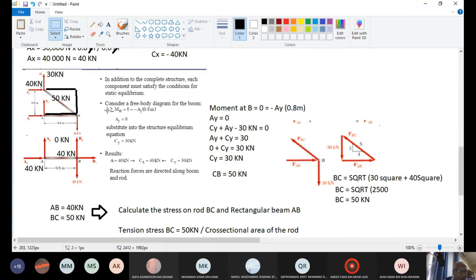Why plus and minus? Why clockwise, anti-clockwise? You determine. If you change it, also you can get the same result. The convention is something you determine. You set, but you don't mix.